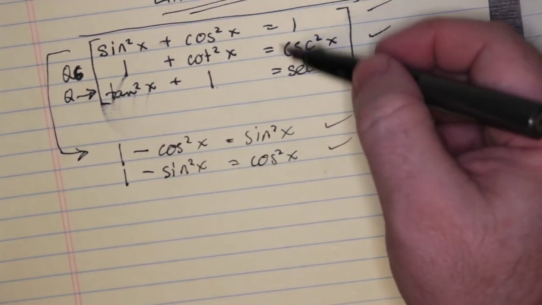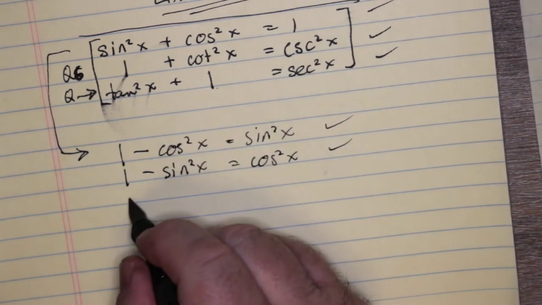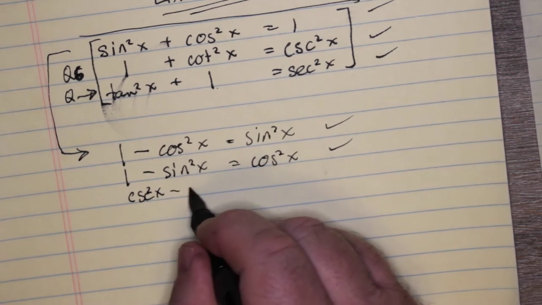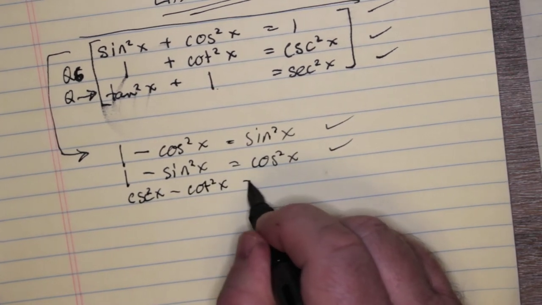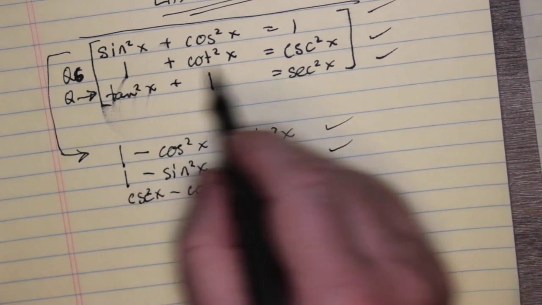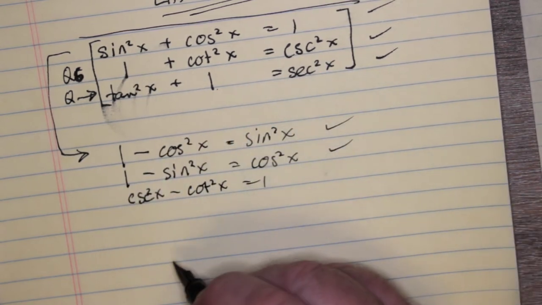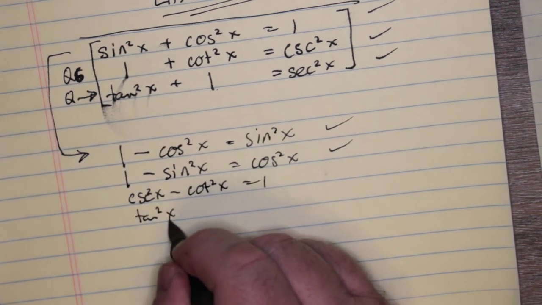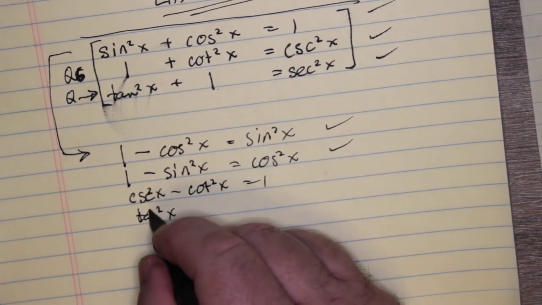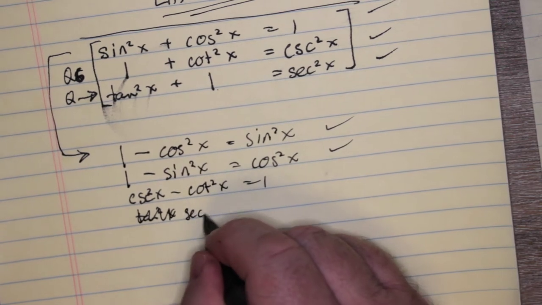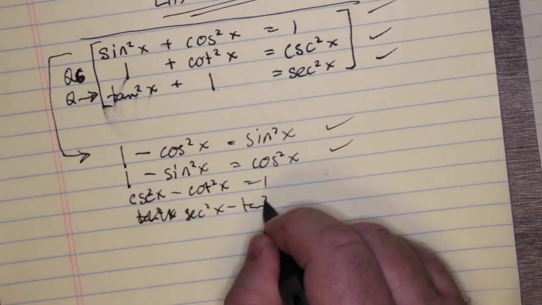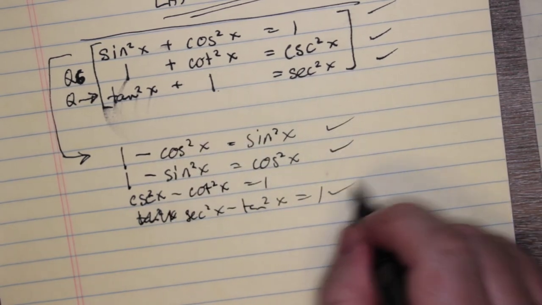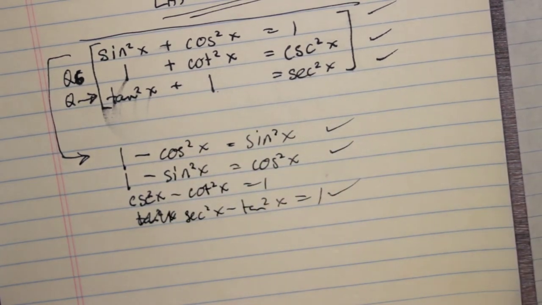Of course, I can do the same to these, right? I can do cosecant squared x minus cotan squared x equals 1. Okay, so that's that one there. And I could rearrange that another way too. Or how about if I do it this way? Secant squared x minus tan squared x equals 1. Okay, so I can actually move that around and get 1 that way as well.